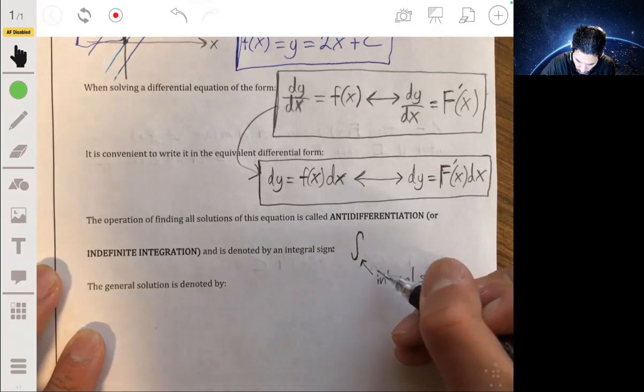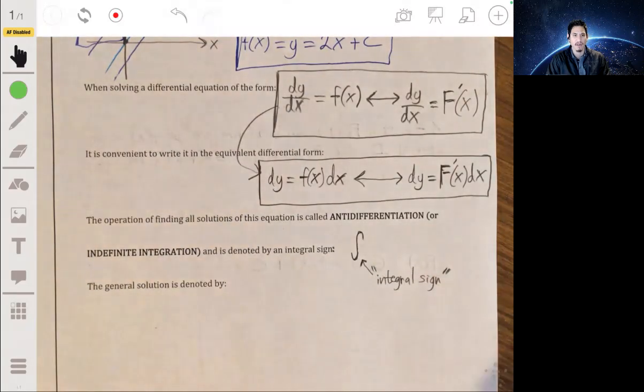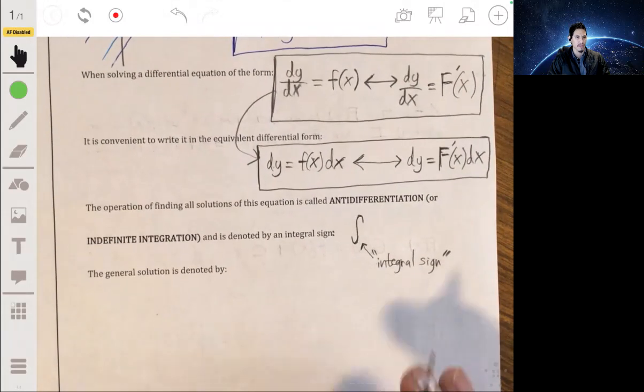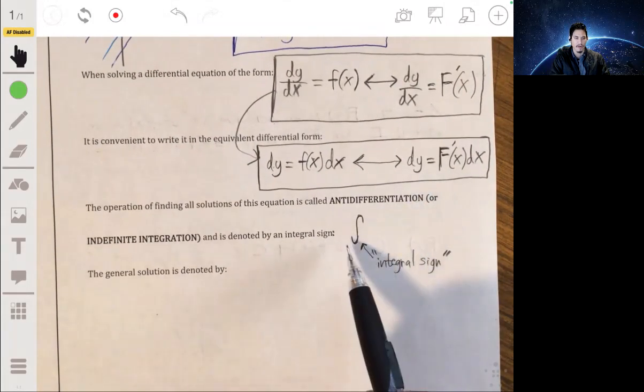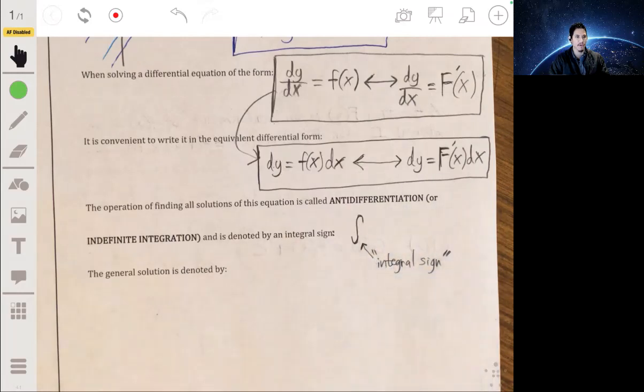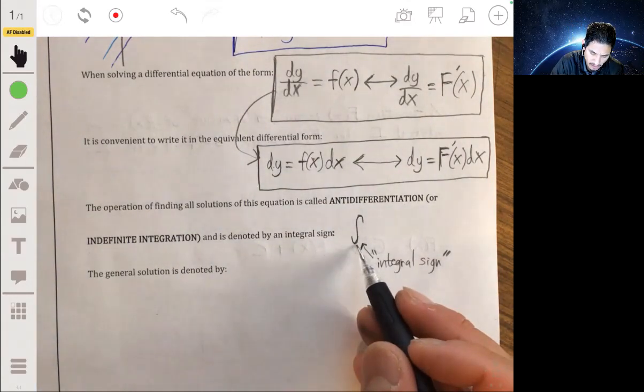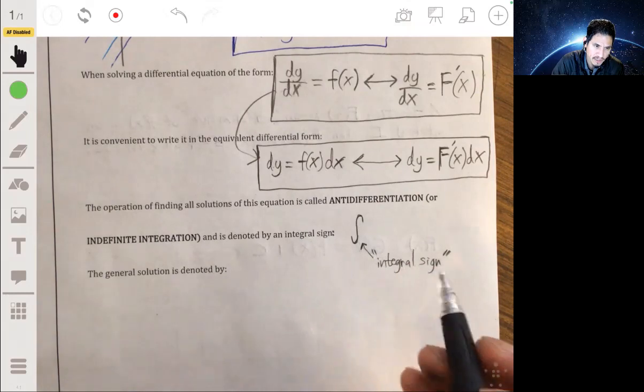Pretty cool. I know when I first learned this, I felt really smart. You know, people see this and they don't know calculus. They're like, what? It's too hard. But we're going to learn exactly what this is. But essentially, it's going to represent that we're finding the antiderivative of some function. So this is called the integration. This is basically representing the integration process.